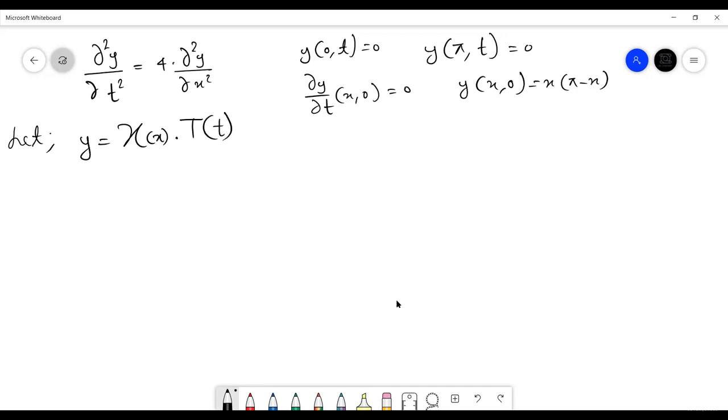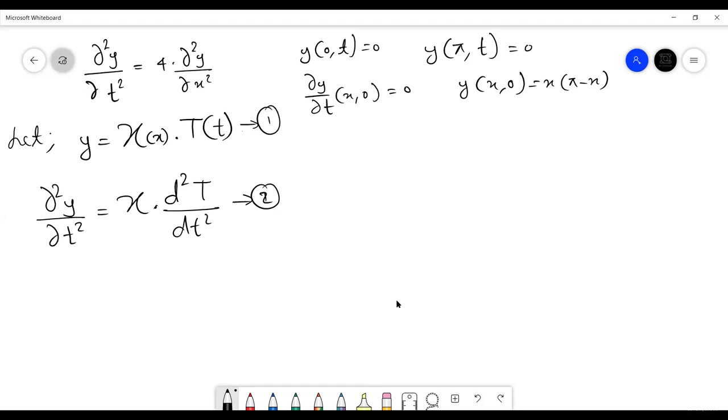So I'm differentiating this with respect to time twice, partially differentiating, right? So at that time, X is a constant because it depends only on x. But T, we can write it as, it depends only on t. So we can write it as d itself, not del. It's a direct differentiation, right? So this is equation 1, right? So I'll take it as equation 2. This is equation 1, right?